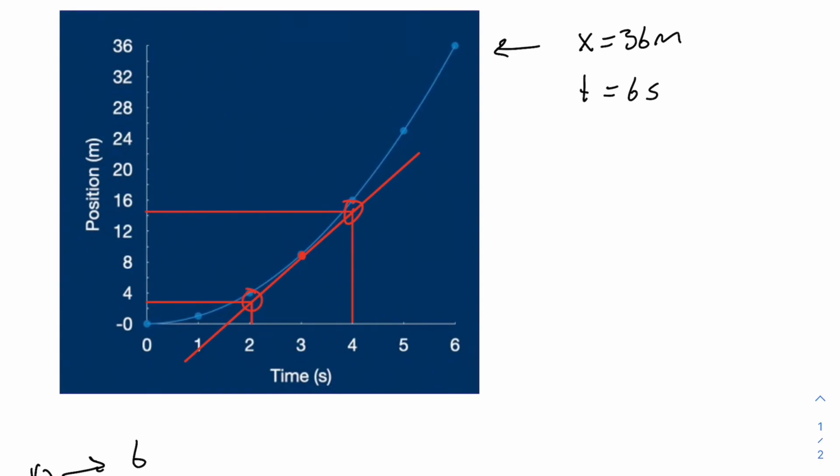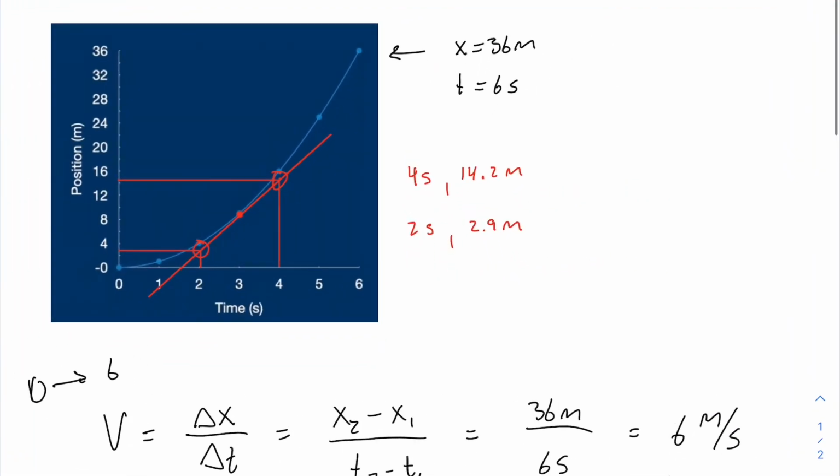We're estimating here. So this one at 4 seconds, the position we're going to guess is, it looks like it's a little bit over 14. So you could just guess, I don't know, we'll just say 14.2 meter. Okay, and then the one at 2 seconds, we're going to guess again. I would just say it's almost 3. So maybe we'll just say 2.9 meter. Again, we're just guessing there.